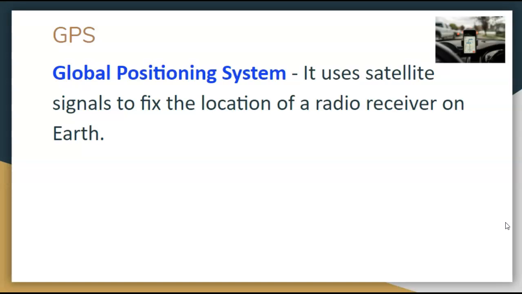GPS, which stands for Global Positioning System, it uses satellite signals to fix the location of a radio receiver on Earth. And in our case, it is a phone. Some of your grandparents might still have a GPS unit they put in their car, but most of us use our phones to do the same thing.